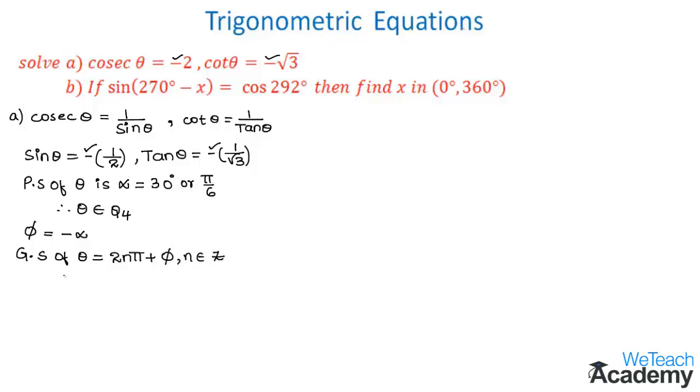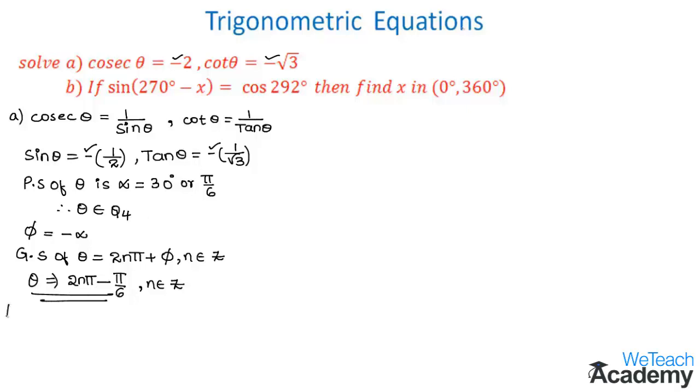So by using this formula, we can find the general solution of theta, that is 2n pi plus phi. So here phi value is minus alpha, so minus alpha is nothing but minus pi by 6. So here we get this solution where n belongs to integers as the value of theta. So this is how we get a solution set when we have two equations.